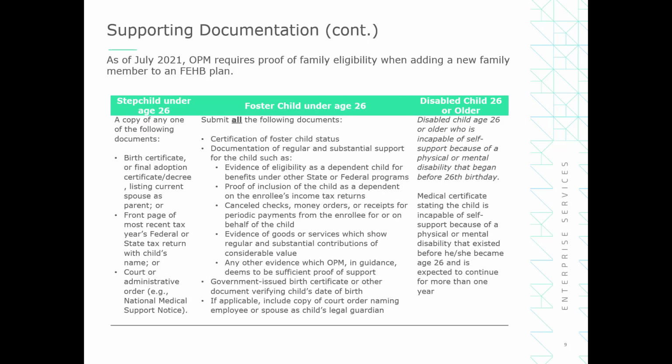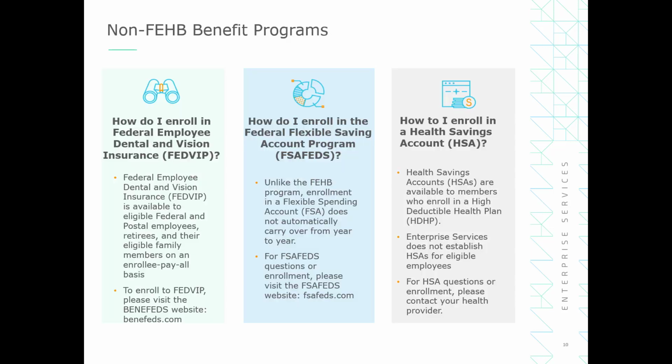Here are some more examples of other family relationships and the supporting documentation that would determine their eligibility. Feel free to pause this video to read more in detail about the documentation requirements. There are other benefits programs available to federal employees during open season. These are not requested in the Enterprise Services portal.